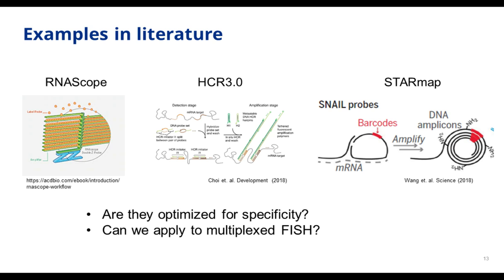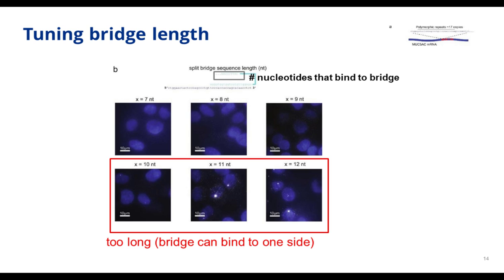But when we look at the literature, we saw that the designs are very varied, right? Which one is more optimized for specificity? And they often couple this two-probe idea with other complex amplification schemes, so we don't know which one of them is actually the best. We also want to apply this coincidence detection idea to multiplex FISH. So we decided to go in and investigate ourselves and see which one of them worked the best.